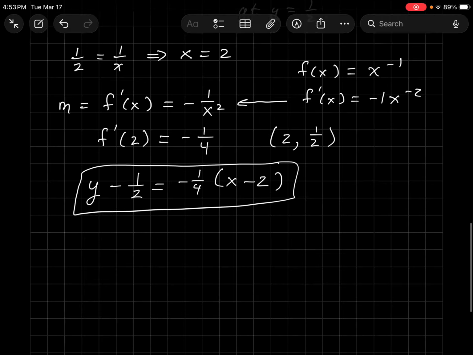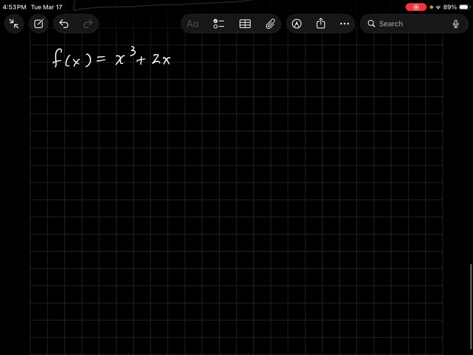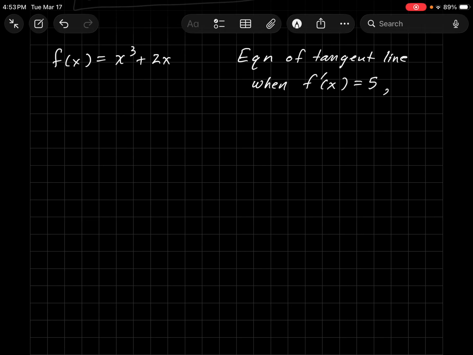Another one. Consider f of x equals x cubed plus 2x. And let's write the equation of the tangent line. I'll abbreviate equation EQN of the tangent line. And let's do when f prime of x equals 5, and I'll add another condition, and x is negative. We'll see why in just a bit.